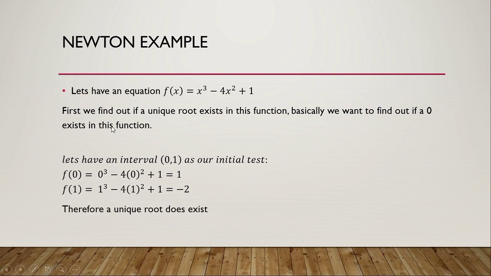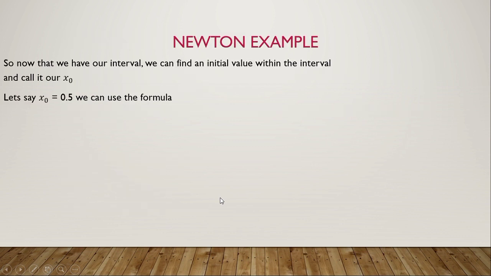So we do have our interval, because f of 0 is 1, which is positive, and f of 1 is negative 2. These two values are polar opposites, and if they are opposites, it means that this function crosses 0 at least once within the interval [0, 1]. Great. Now that we have our interval, we can find the initial value within the interval and call it our x0. So let's say x0 is equal to 0.5 within our interval 0 and 1.